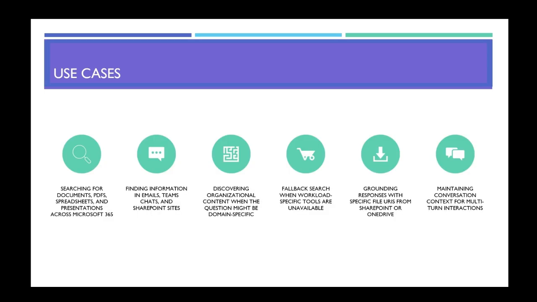Here are a few typical use cases. You can search for documents, PDFs, and spreadsheets, as I mentioned earlier, across Microsoft 365. You can find information in Teams chats and SharePoint sites. You can also discover organizational content when the question might be domain specific, and this tool can act as a fallback search when workload or specific tools are not available. You can ground responses with files which you have in SharePoint or OneDrive, and you can also maintain a conversation context for multi-turn interactions.